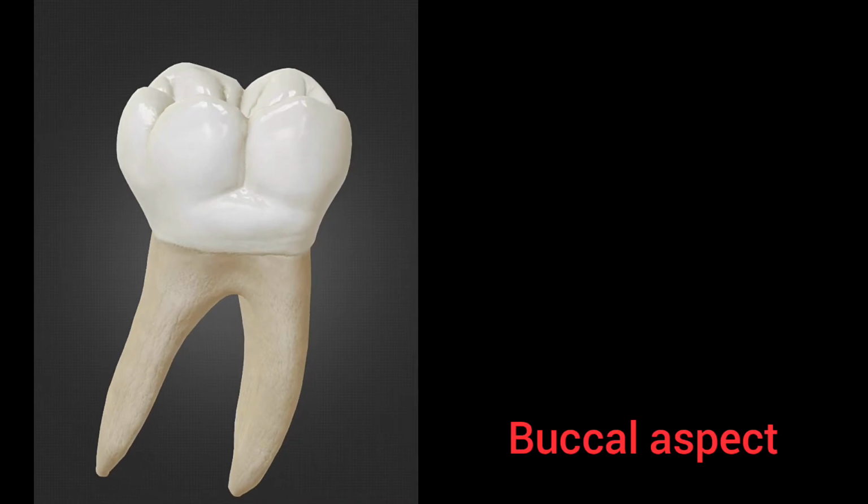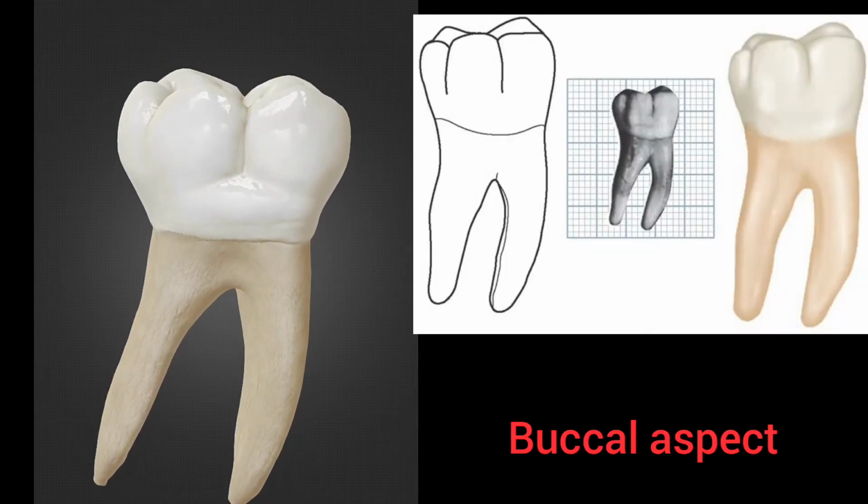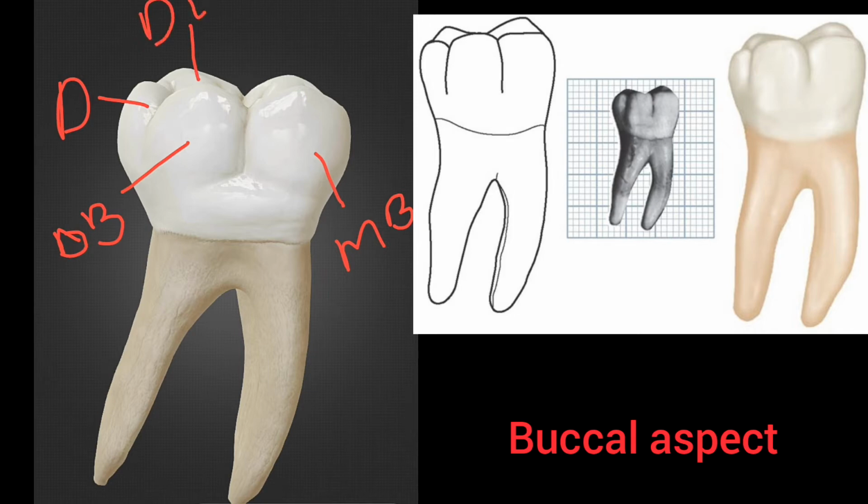As it lies toward the cheeks, it is called the buccal aspect, and the crown is roughly trapezoid in shape. When we draw the outline of the crown, it roughly resembles a trapezoid, and all five cusps are visible from this surface. The two buccal cusps, two lingual cusps, and the one distal cusp are visible. So this is the mesiobuccal cusp, this is the distobuccal cusp, and this is the distal cusp, while this is the distolingual cusp, and this is the mesiolingual cusp.